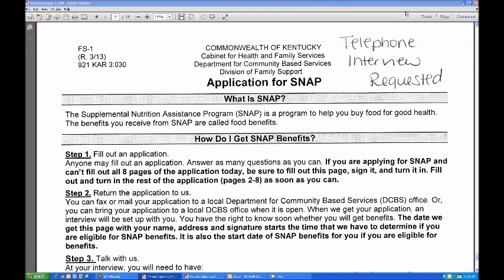During this video, we will be discussing the SNAP application. SNAP is a food assistance program. It stands for the Supplemental Nutrition Assistance Program. It's formerly known as food stamps.